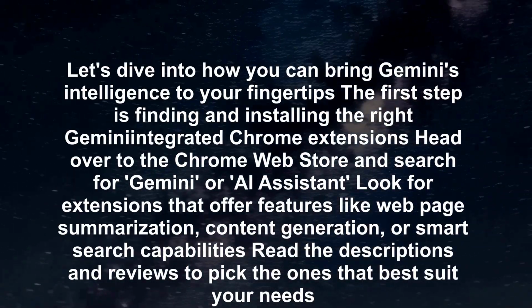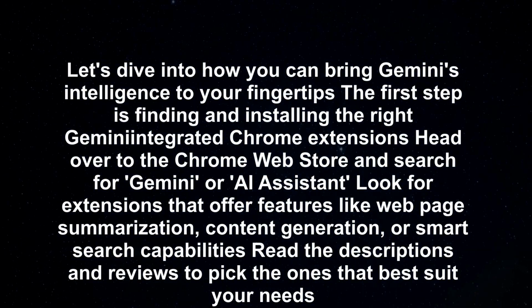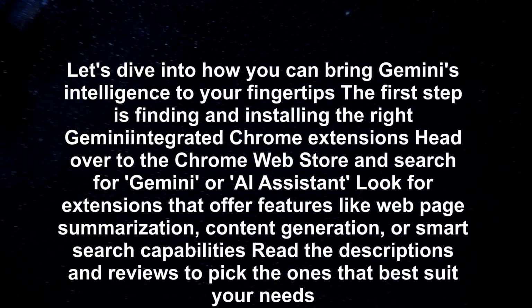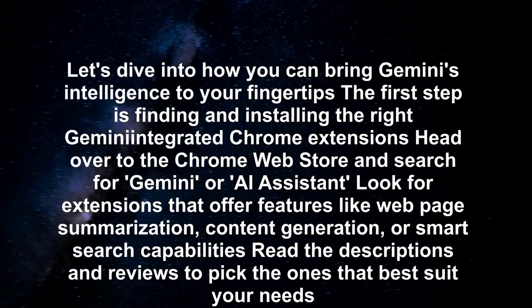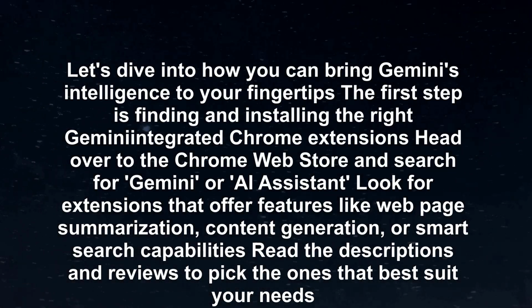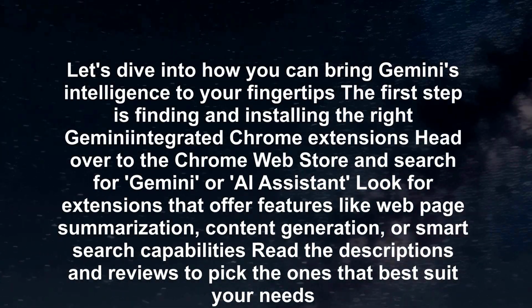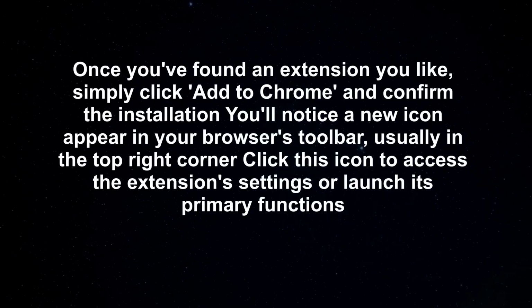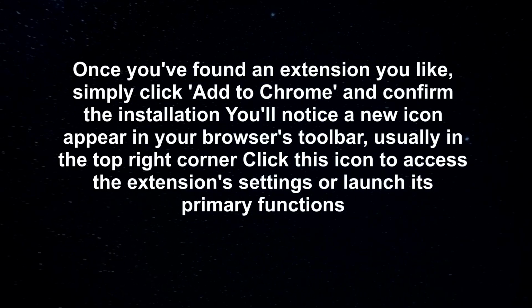Head over to the Chrome Web Store and search for Gemini or AI Assistant. Look for extensions that offer features like web page summarization, content generation, or smart search capabilities. Read the descriptions and reviews to pick the ones that best suit your needs. Once you've found an extension you like, simply click Add to Chrome and confirm the installation.